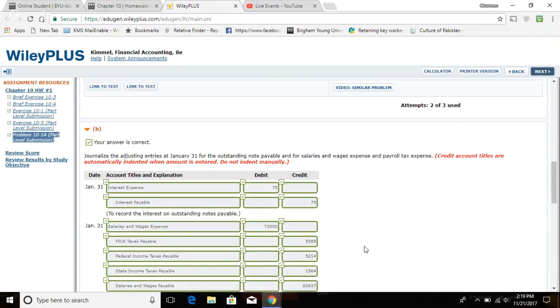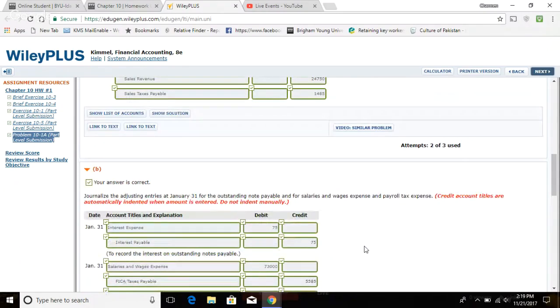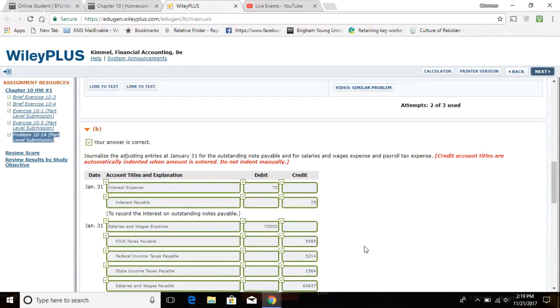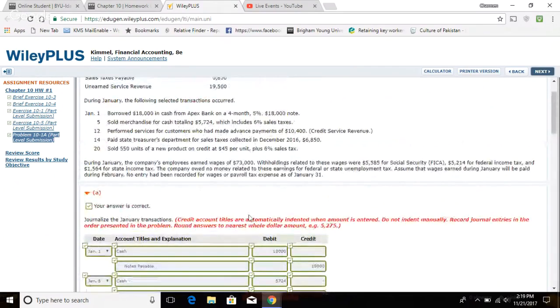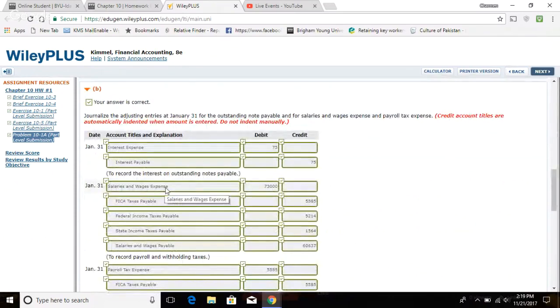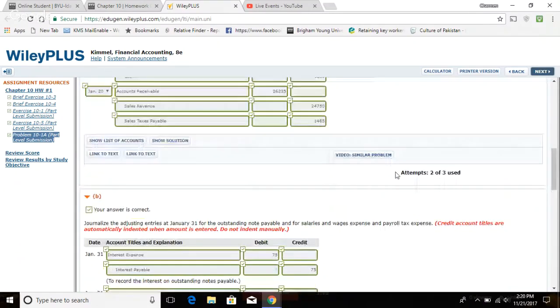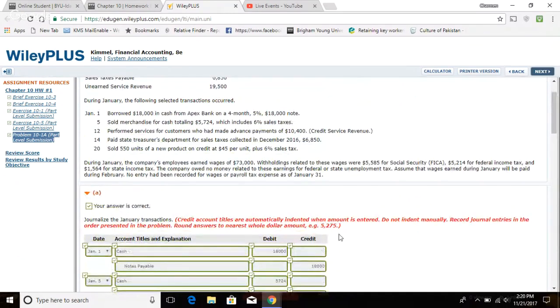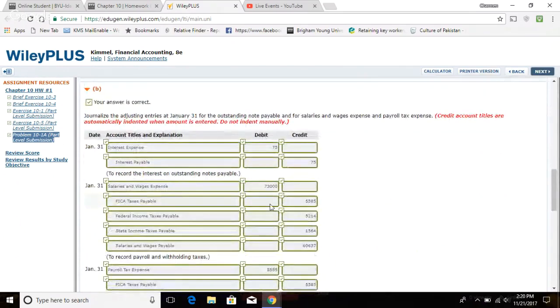The next would be the entries with regard to the salaries and wages expense. The amount of salary, and I'm sorry, I'm going back up here, the 73,000. So we would debit our salaries and wage expense for the entire amount, and then plug in each amount for the taxes that were listed in the problem up here for FICA, federal, and state. And then the difference between the salaries and wage expense and then these taxes payable would then be the amount that we would plug in here as a credit on our salary and wages payable.